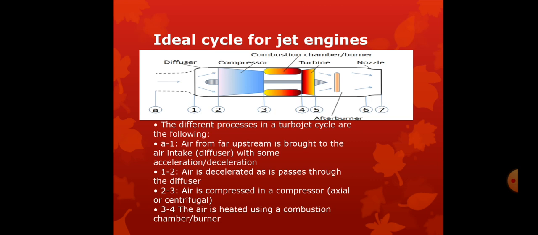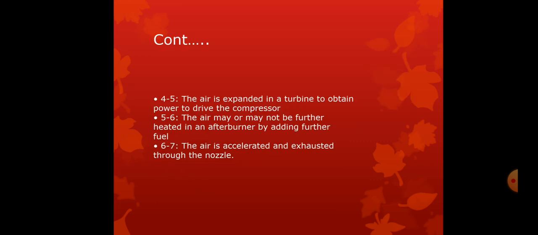Then from 3 to 4, the air is heated using the combustion chamber or burner. Then from 4 to 5, the air is expanded in a turbine to obtain power to drive the compressor. From 5 to 6, the air may or may not be further heated in an afterburner by adding further fuel. From 6 to 7, the air is accelerated and exhausted through the nozzle.